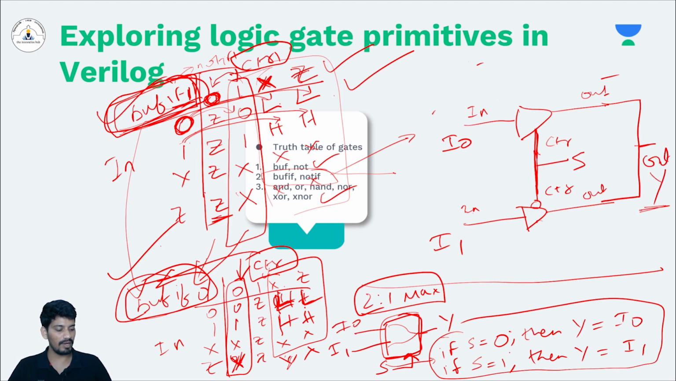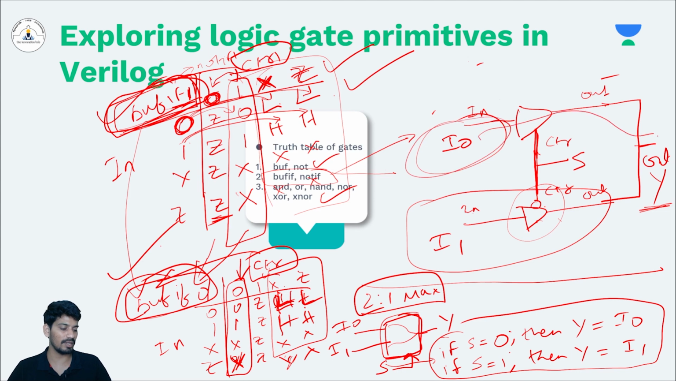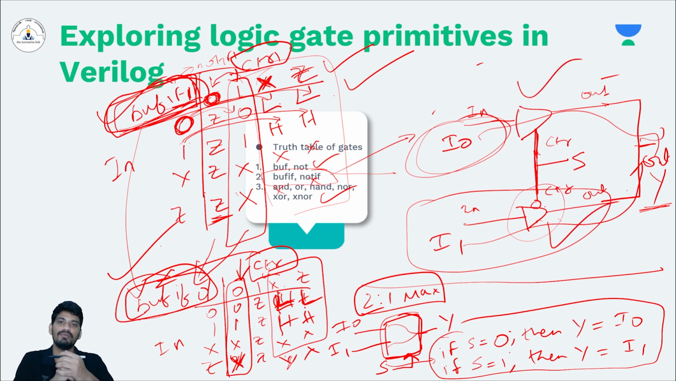You can see Y will be I0 when this gate is turned on, and Y will be I1 when this other gate is turned on, right? So you can implement a 2:1 multiplexer by using just two gates, which is very simple.